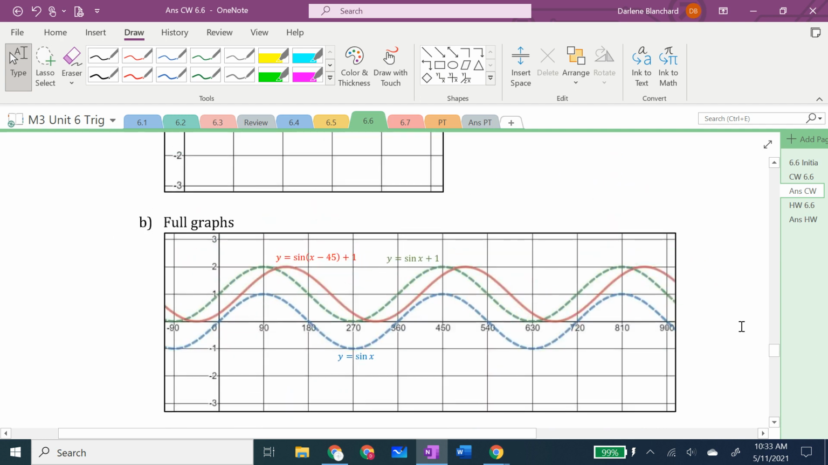Here are the full graphs. And what I did was I showed the green one, which wasn't asked for you to draw, but it's me showing you one thing at a time. You can see from the blue sine graph shifting up 1 to the green graph and then shifting right 45 to take it to the red graph.